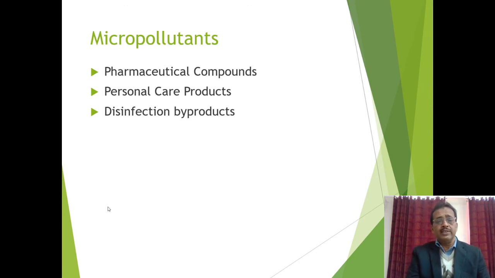Now, these days, there is a trend towards research on micropollutants like pharmaceutical compounds, the drugs which we consume, personal care products like shampoos, soaps, etc., and disinfection byproducts, compounds formed using chlorine. Not much attention was given to such compounds, but these days people are doing a lot of research on pharmaceutical compounds, and they are found in abundance in many places.